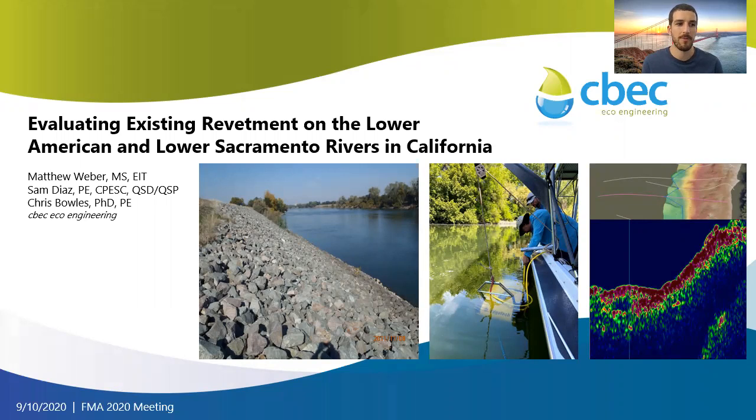The Sacramento, California area is one of the most flood risk metropolitan areas in the United States. Today I'll be describing an effort that we conducted to evaluate existing revetment on the Lower American and Lower Sacramento rivers in Northern California.